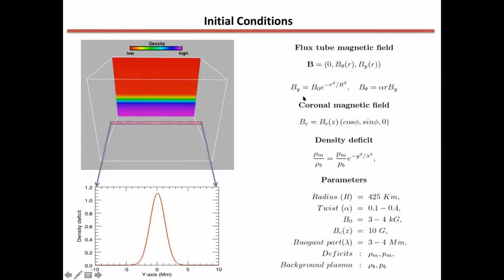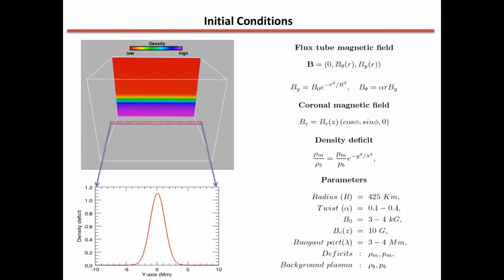And for those who like maths, these are basic equations that we're using for the magnetic field below the photosphere, also the density deficit, and so on. And you see typical values for the parameters that we have in the system, such as the radius, twist, and so on. But we can come back into that if someone has questions.